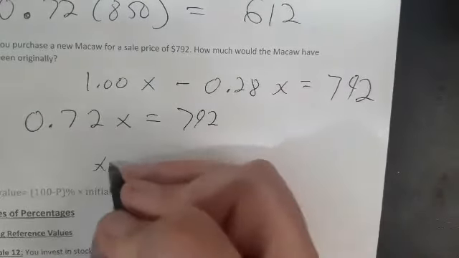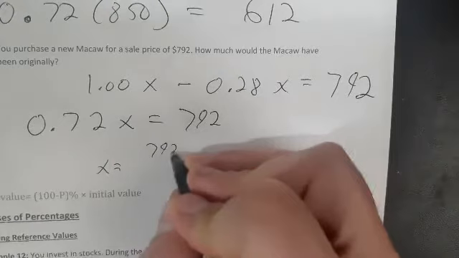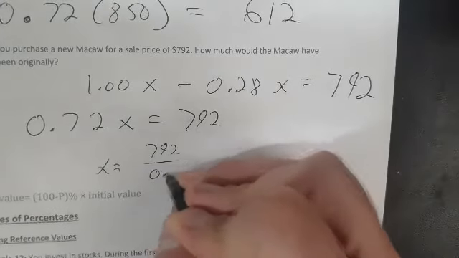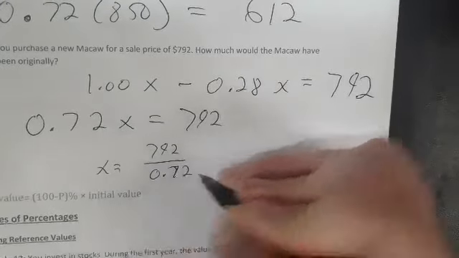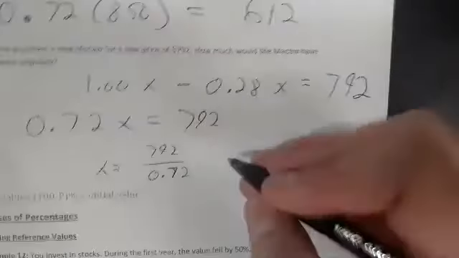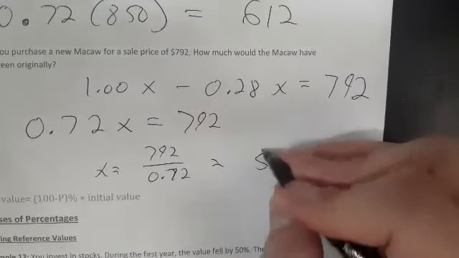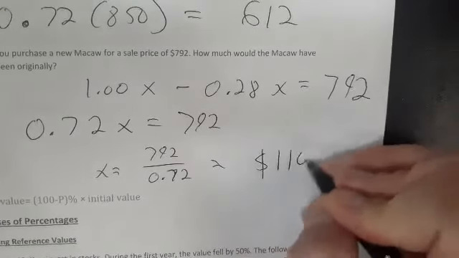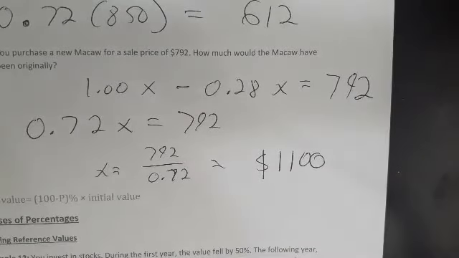And in order to get to X, what I have to do is take that $7.92 and divide it by that 72%. So if I take $7.92 and divide it by 72%, I should be getting $1,100. So $1,100 was the original price of the macaw. And the sell price is $7.92.